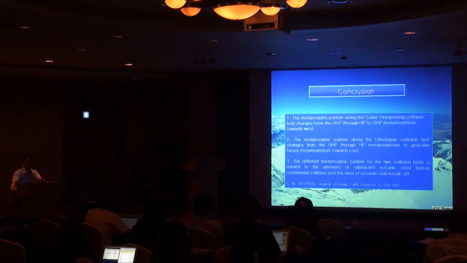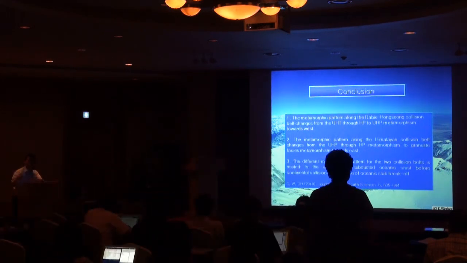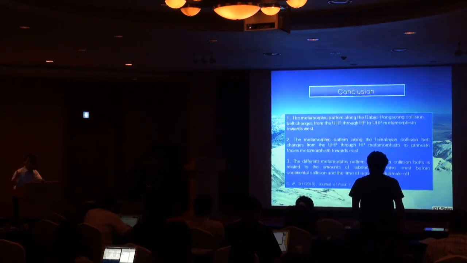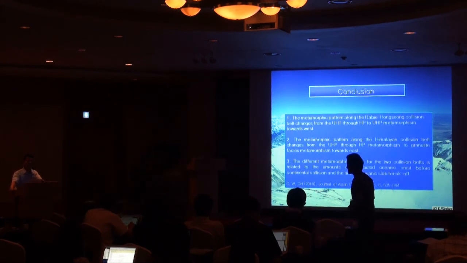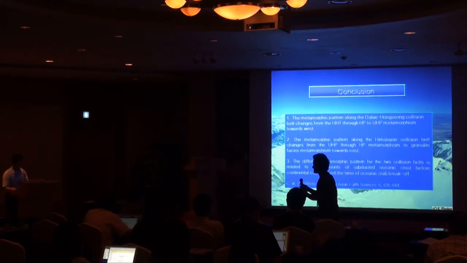And the eclogite age I got from Hongseong might be older than 230. The 230 age might be the granulite facies metamorphism. So the age of eclogite in the Hongseong area might be 240, something like that. But I have no time to confirm it. So I just mentioned the time of eclogite as 230 Ma, but it may be older than that. But I have to study more to confirm it. Okay, thank you very much.